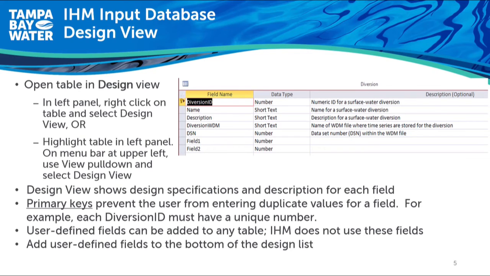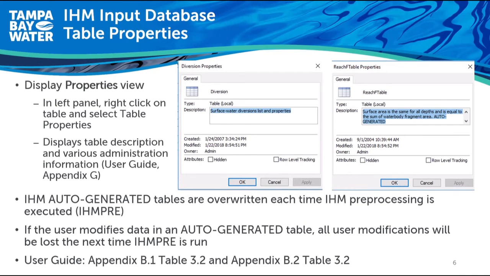User-defined fields can be added to any table, but these fields are not used by IHM. The example to the right shows the user-defined fields, called Field 1 and Field 2. It is recommended to add user-defined fields to the bottom of the design list. A summary description for a table is provided in the Properties view. In the left panel, right-click on a table and select Table Properties. Appendix G of the User Guide provides a summary description for each table.